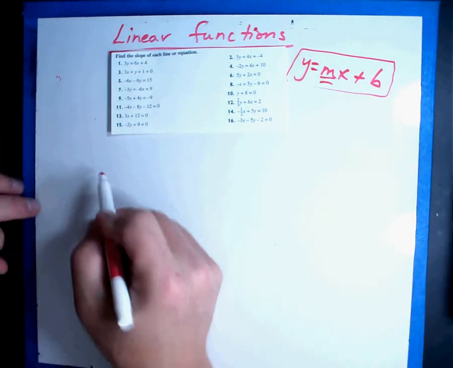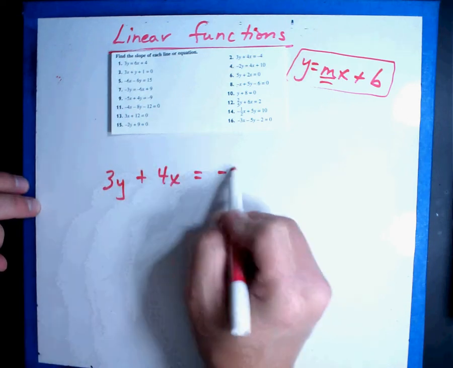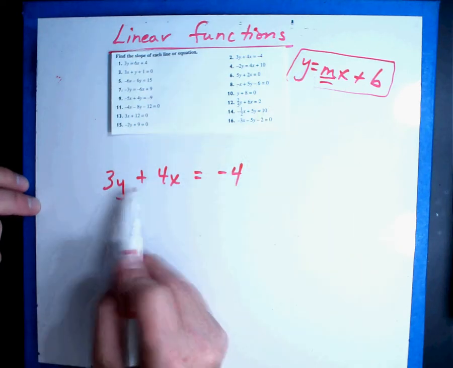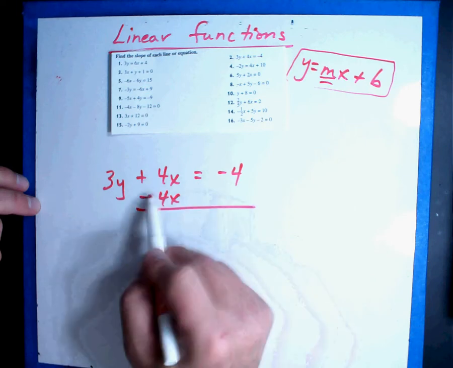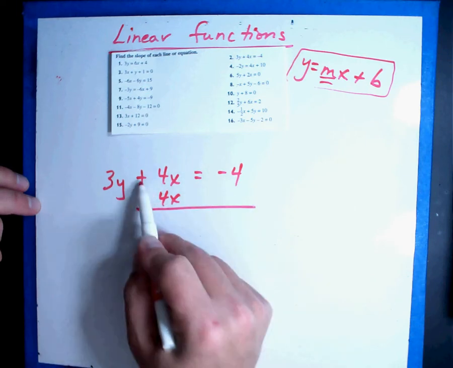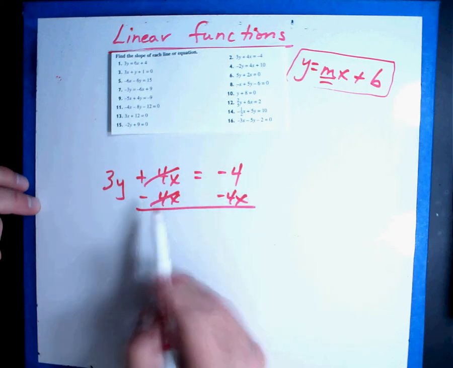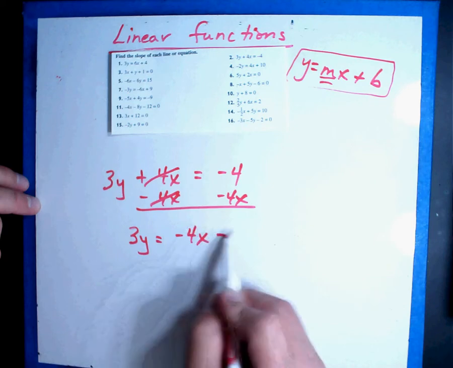We'll go ahead and do number 2. 3y plus 4x equals negative 4. Y equals y plus, okay, that's not right. So I've got to move this to the other side. How did I know to do minus 4? That's a plus 4. Minus 4 gets rid of it. So I do it on both sides. So I have 3y equals minus 4x minus 4.